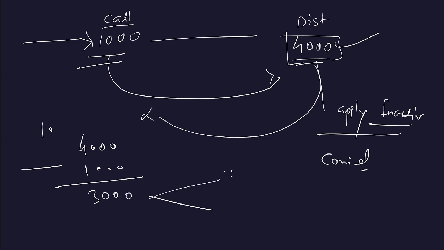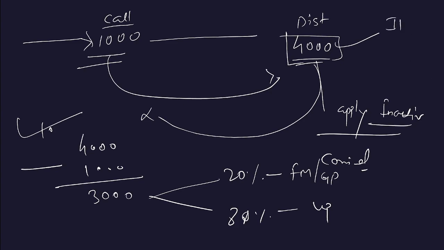So split it 20%, which can be processed to the fund managers or the GP, and 80%, which can be processed to the limited partners. This is how you can process it, and this structure basically would be under internal rate of return. So whatever returns you receive, you can directly process to the investors.